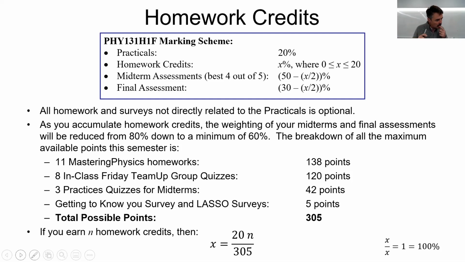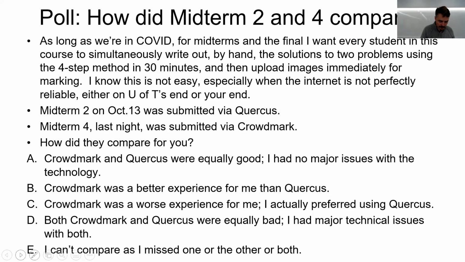That's how that's working. And then the question I want to have for you, I'll launch a poll and then I'll look at your questions, is how did midterm 2 and midterm 4 compare? So this is just the fact. As long as we're in COVID, what I want is for you to do a couple of questions written out in a half an hour period synchronously, so the entire class does them at the same time and then uploads it at the end of these 30 minutes.